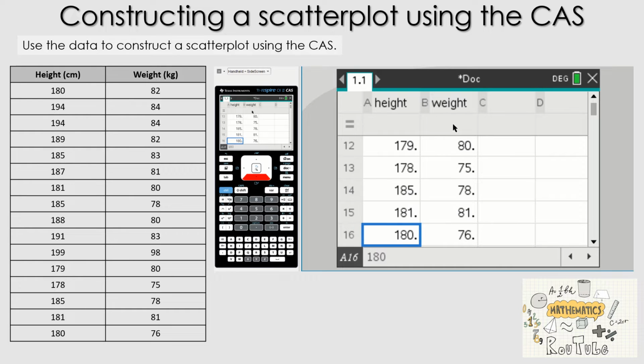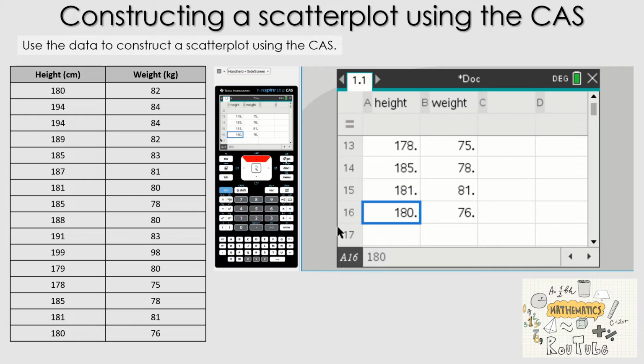And it's also really important to keep an eye on the number 16 in this case, because we should have 16 data values for height and 16 data values for weight, as we were given 16 data values in the question. So it's a good double check that you haven't counted any value twice or skipped any of the data values. So once we've entered it into our list and spreadsheet, we can then go ahead and get our CAS calculator to create our scatter plot for us.